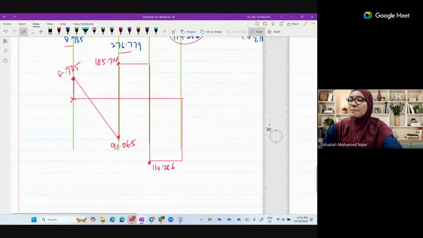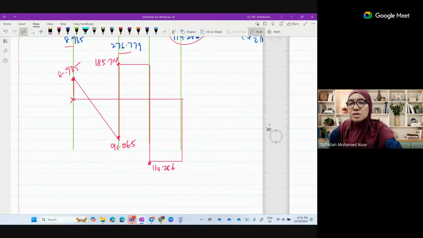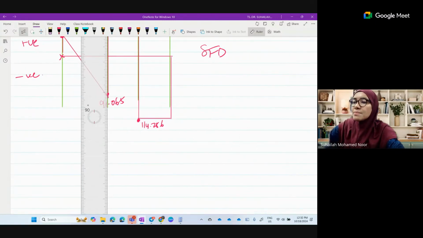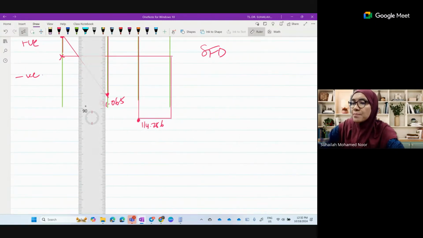It's just not accurate, the 8 is too small. Okay, so this is the shear force diagram. So above is positive, below is negative. Positive, negative, negative. So then continue with the bending moment diagram.